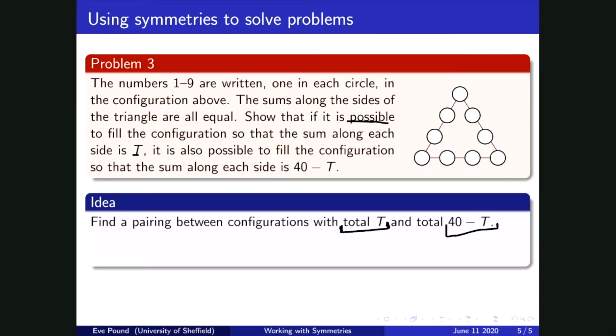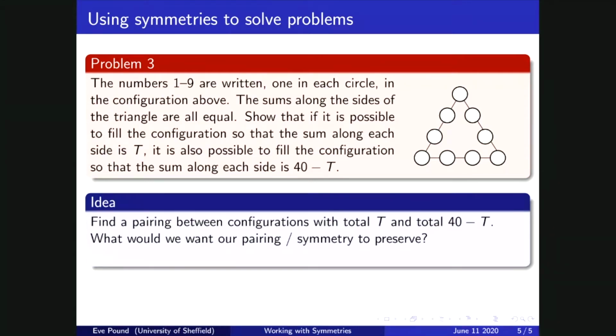That isn't going to be easy. But if I can come up with a way of doing that pairing, it'll have a partner with total 40 minus t. And so I've got an example with 40 minus t, so it must be possible to fill out the configuration with something with 40 minus t. So that's kind of a difficult idea, but let's have a go.